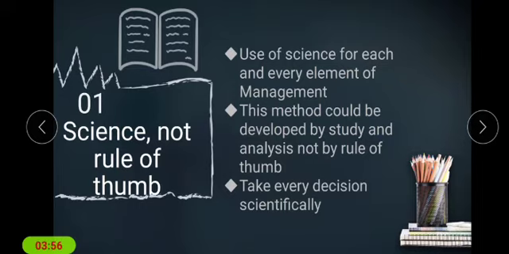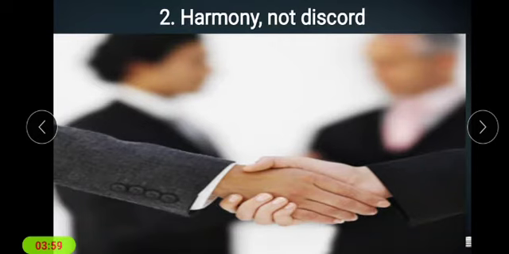Now the second principle is harmony not discord. As its name suggests, there should be harmony between workers and management. Without their cordial relationship, management activities cannot be carried out smoothly. Taylor suggested that there should be harmony between the 2 groups rather than discord. Discord means disputes, grievances. So these should be avoided in order to achieve the objectives of the organization.